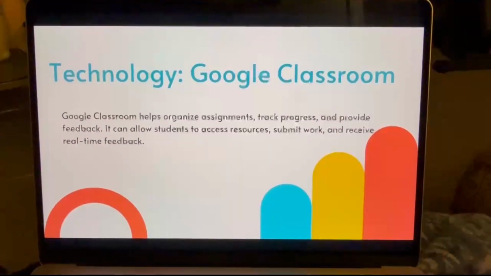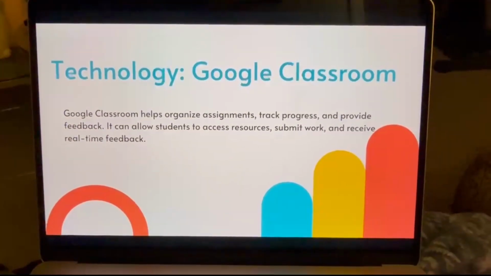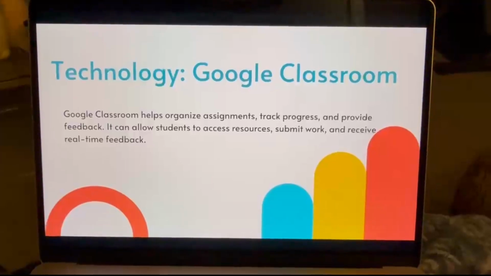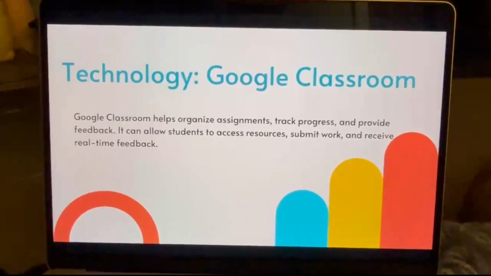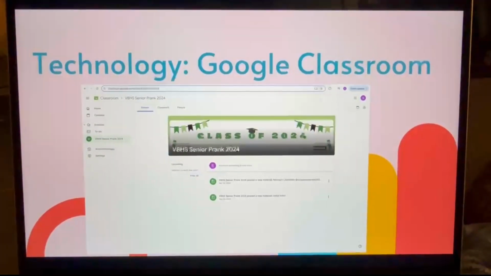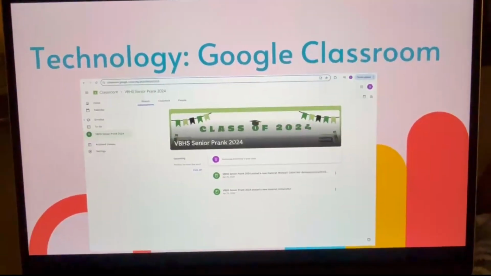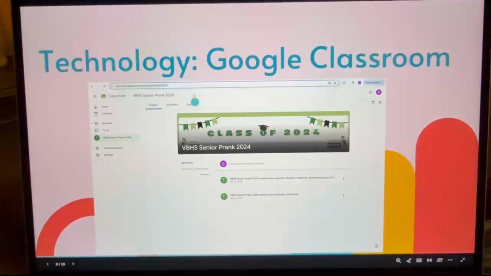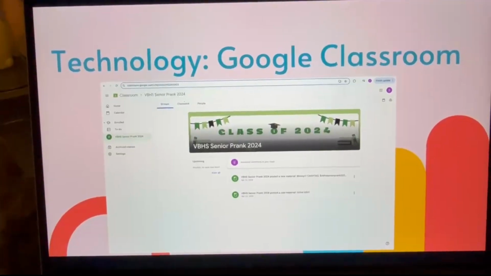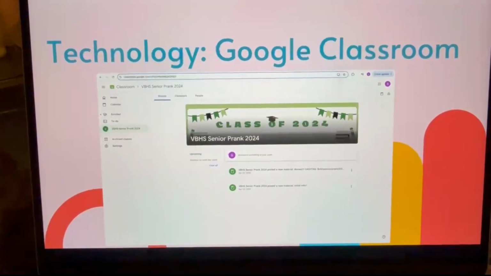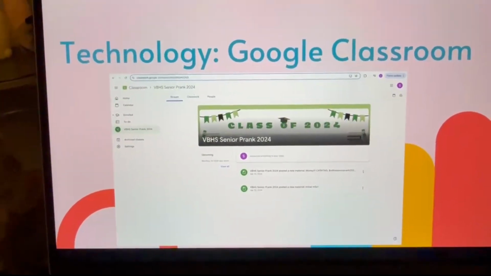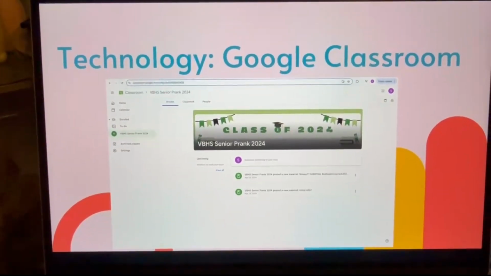The next technology I would use is Google Classroom. Google Classroom helps organize assignments, track progress, and provide feedback. It can allow students to access resources, submit work, and receive real-time feedback. So this is a screenshot of my senior year Google Classroom. There were assignments, and up over here, as I'm pointing, it says classwork, people, and stream. Under the classwork, you can see any assignments, any quizzes, anything that the teachers post online. Teachers can also see the score you make on a quiz, depending on if they allow it or not.